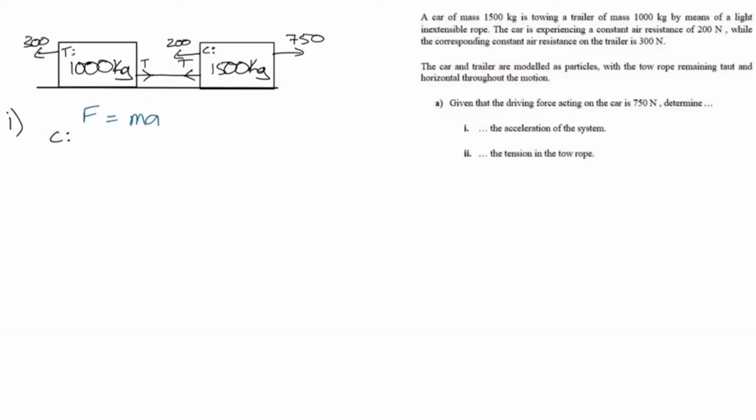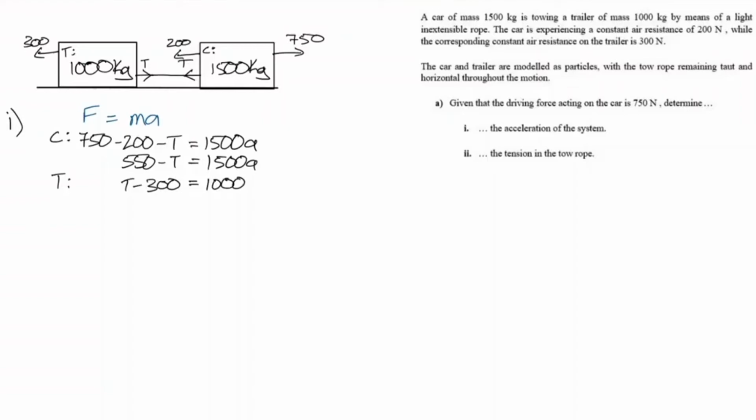The resultant force is going to be the positive force, 750, and the negative forces, 200 and T. They're going to equal the mass multiplied by that unknown acceleration. And I can simplify that to be 550 minus T equals 1,500a. We can do the same thing now for the trailer. The positive force T minus the negative resistive force 300 equals 1,000a.